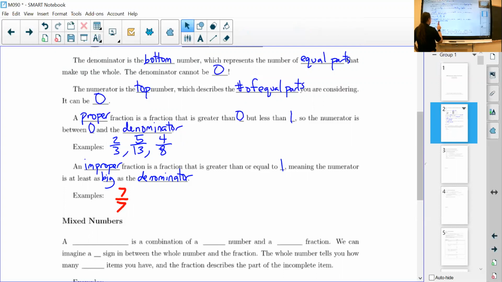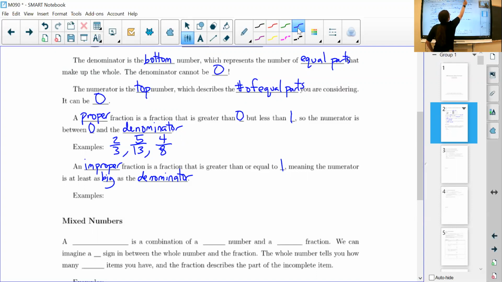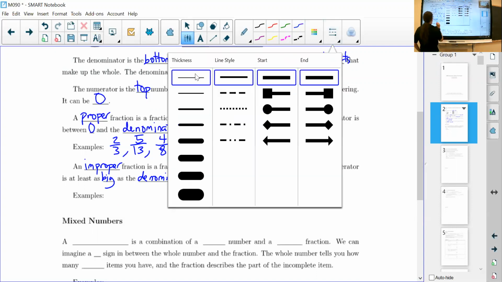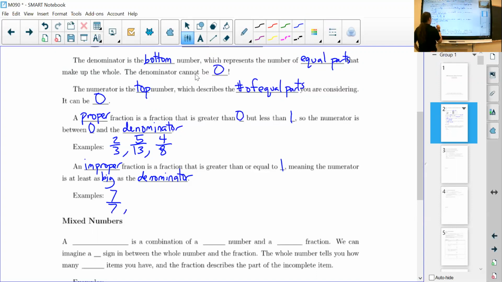So let's go back to blue. We have 7/7. We have 15/4. 25/5. All of those are improper fractions because the numerator is at least as big as the denominator.